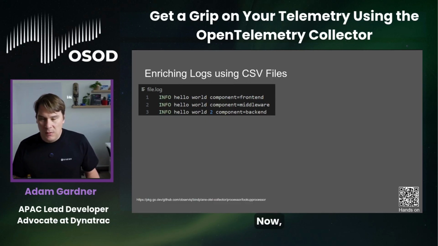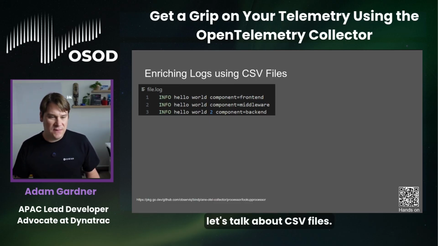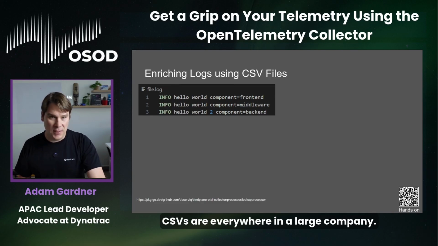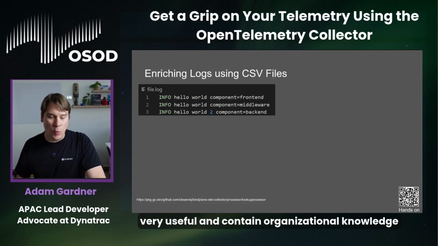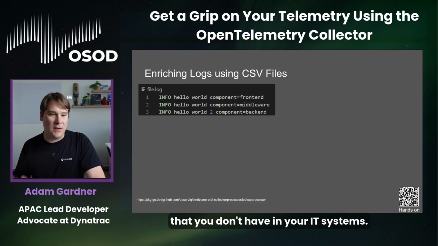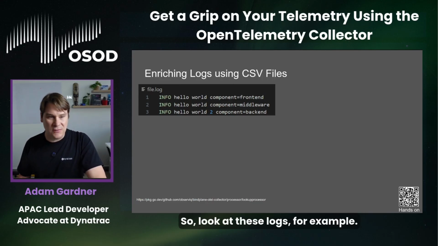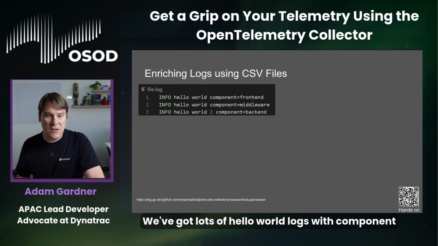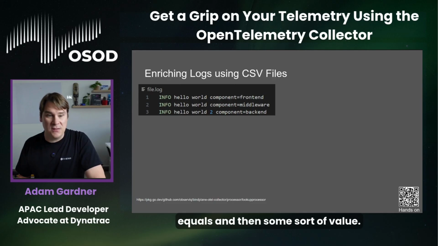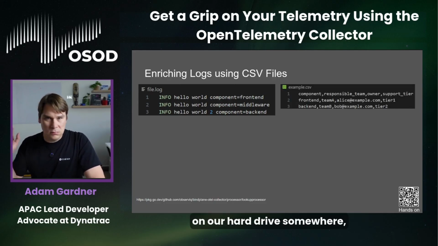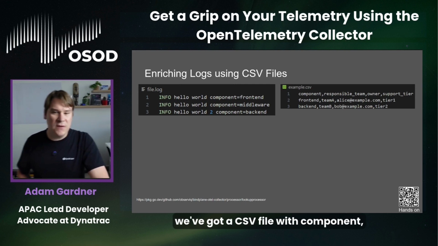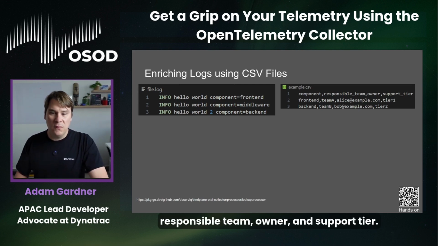Now, let's talk about CSV files. CSVs are everywhere in a large company. I wish they weren't, but they are. And they're actually very useful and contain organizational knowledge that you don't have in your IT systems. So look at these logs, for example. We've got lots of hello world logs with component equals and then some sort of value. Separately, on our hard drive somewhere, we've got a CSV file with component, responsible team, owner, and support tier.